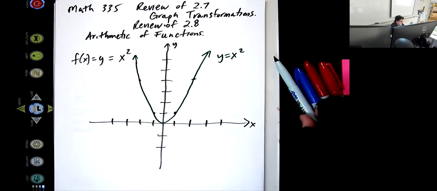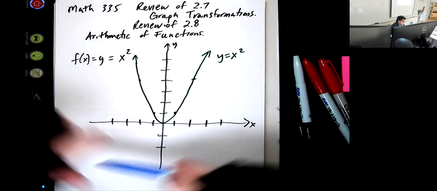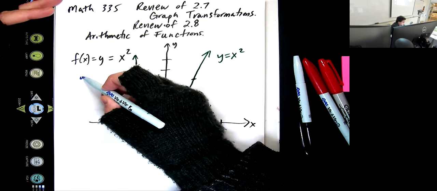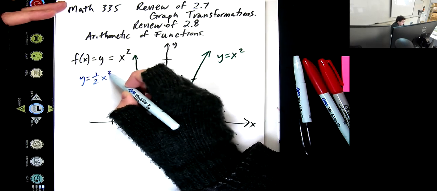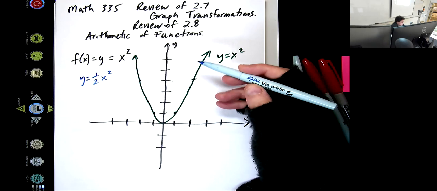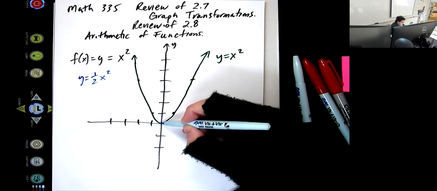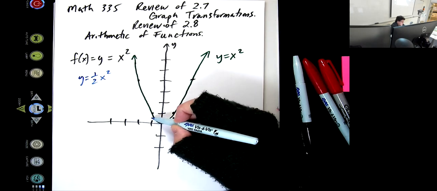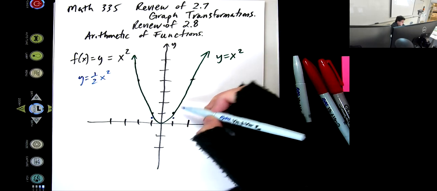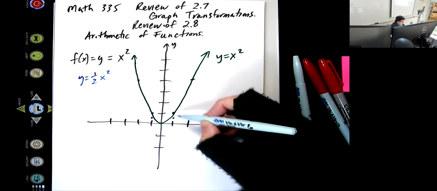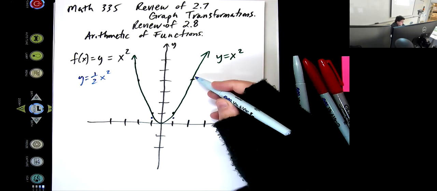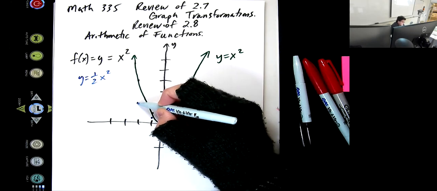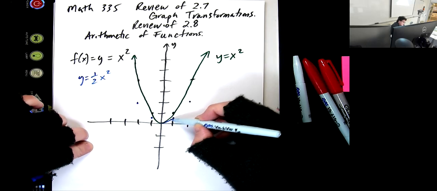We saw that if we put a number in front of it, like let's say 1/2, what it does is it shrinks it, it makes it flatter. So everything only goes up half as high as it used to. So instead, when we go left to right 1, we don't go up 1, we only go up a half. And when we go left to right 2, we don't go up 4, we go up half of 4, which is 2. So this makes the parabola look flatter.